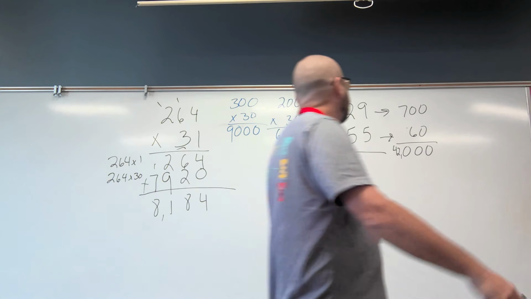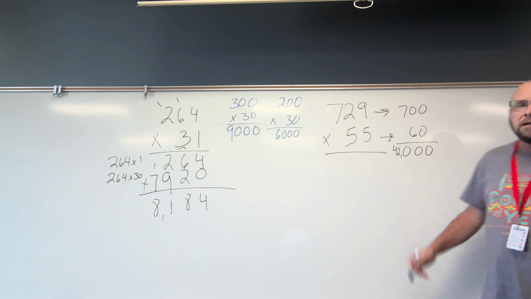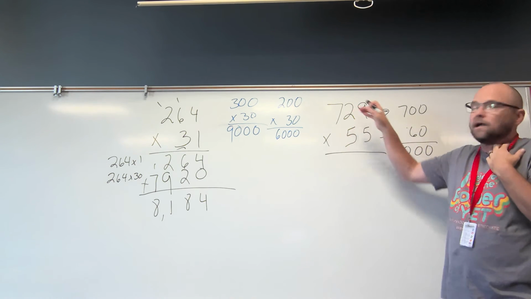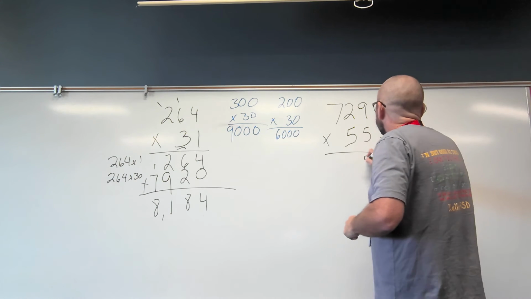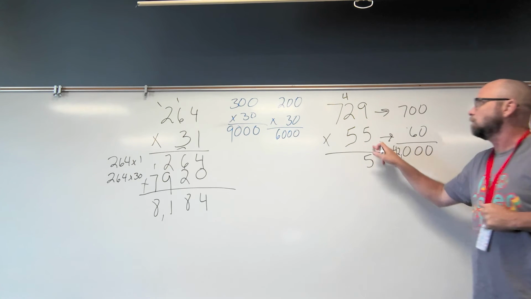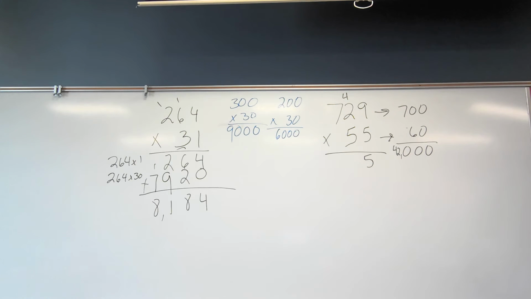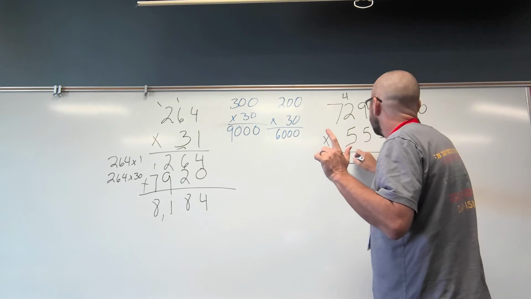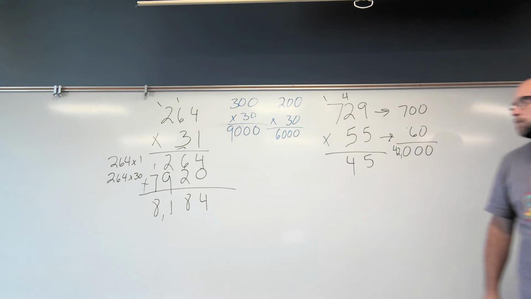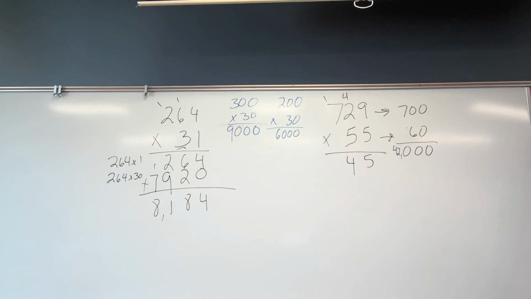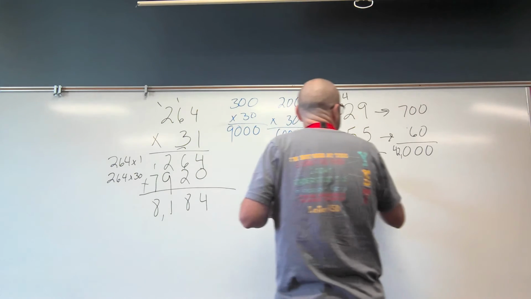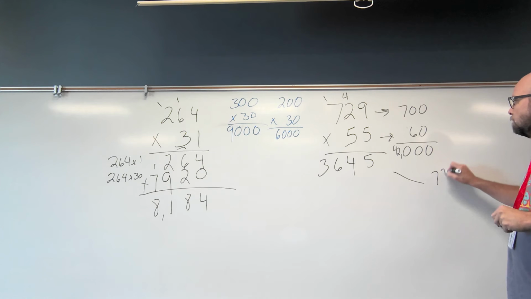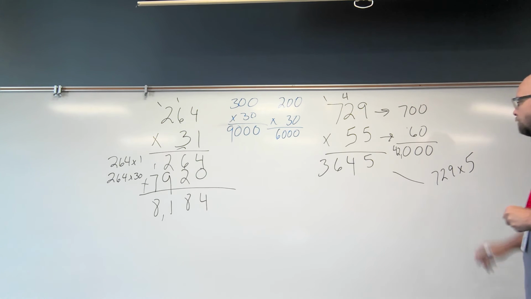Now first we have to multiply 729 times 5. So Jackson, 5 times 9? 5 times 9 is 45. So 45 ones is the same as 4 tens, 5 ones. 5 times 2 is what, Jackson? 10. Plus 4 more? 14. 14 tens is the same as 4 tens and 1,000. 7 times 5, Jackson? 35. 35 plus 1 more? 36. So this is 729 times 5.